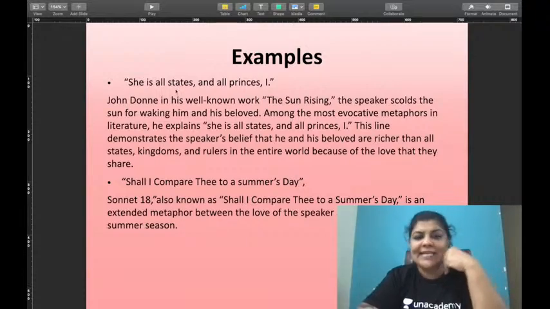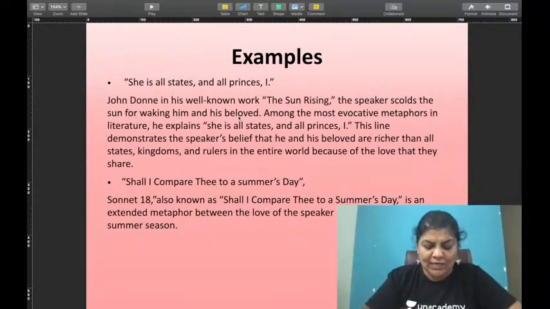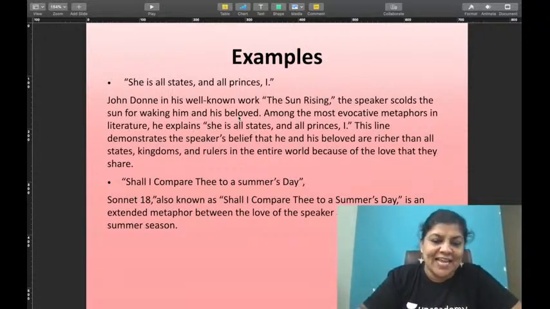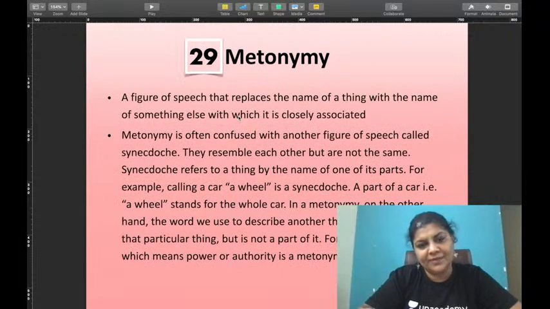She is all states and I, and all princes I. This is from Donne's The Sun Rising. She is all countries and I am all the princes. She is all the nations and I am all the rulers. Shall I compare thee to a summer's day? That summer's day is an extended metaphor.